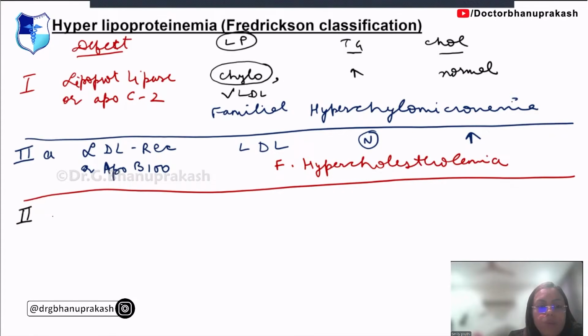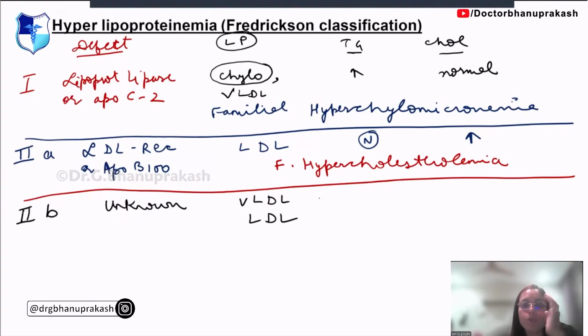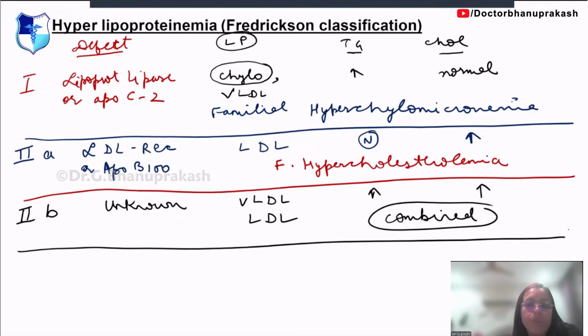Then type 2B, the defect is unknown. Defect is unknown, but the lipoproteins increased are both VLDL and LDL, and the lipids increased are both TG and cholesterol. This is known as familial combined hyperlipoproteinemia.